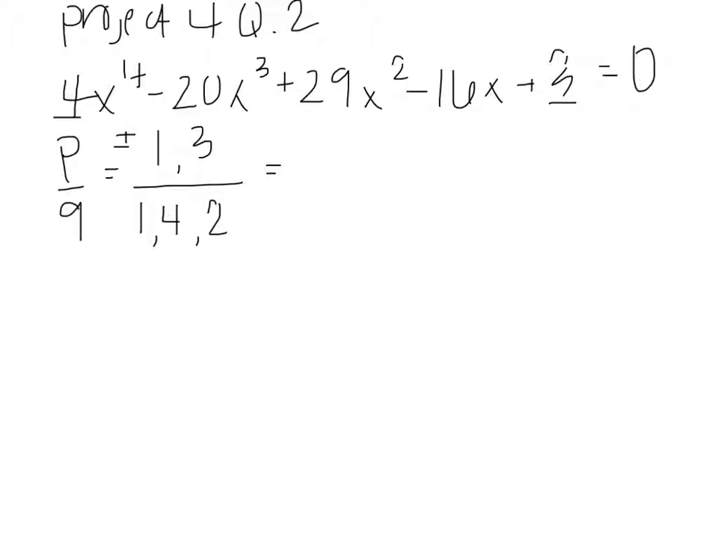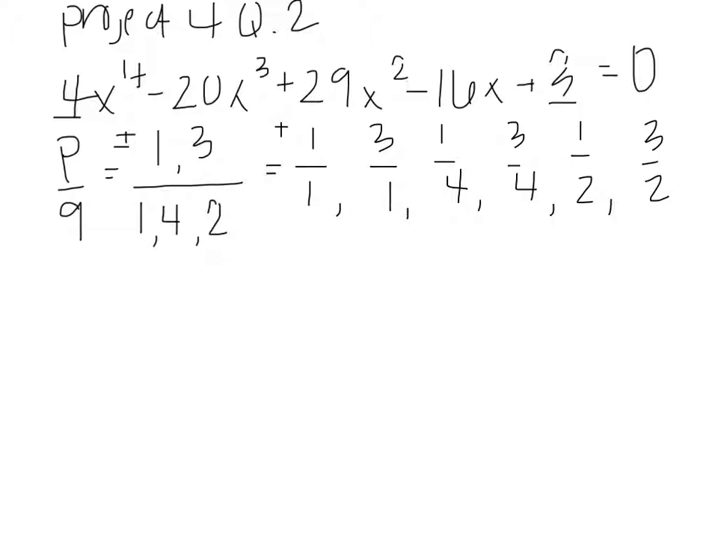So we can have 1 over 1, 3 over 1, 1 over 4, 3 over 4, 1 over 2, and 3 over 2. And it's either positive or negative, each of those values. So I plugged in each of these values into our equation, and I found out that positive 3 and positive 1/2 went in and made it equal to 0 right here.